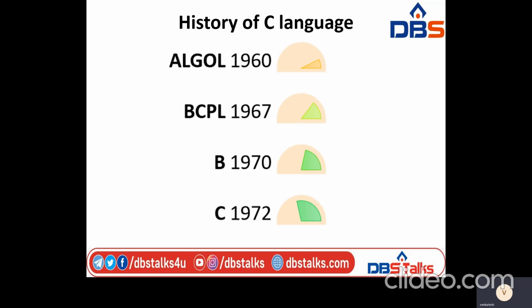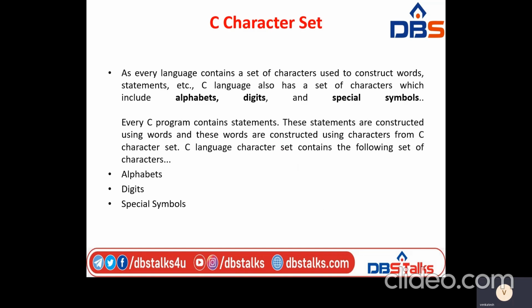Okay. C is a general purpose structured programming language. C was originally developed for system programming, but it is also used for developing application software. Okay, so this is the history of C. Okay, the next concept is C characteristics.